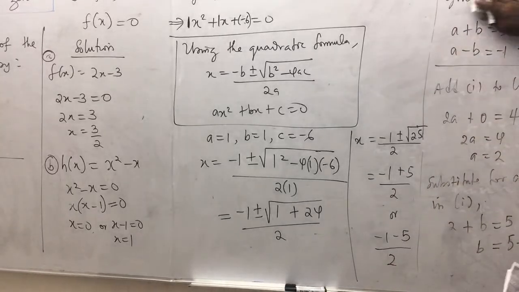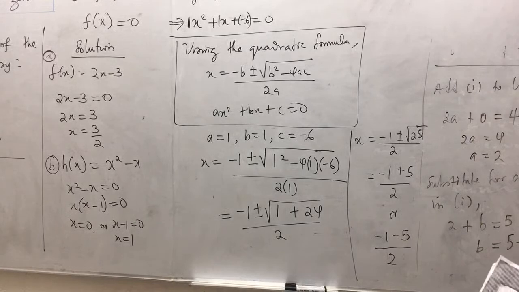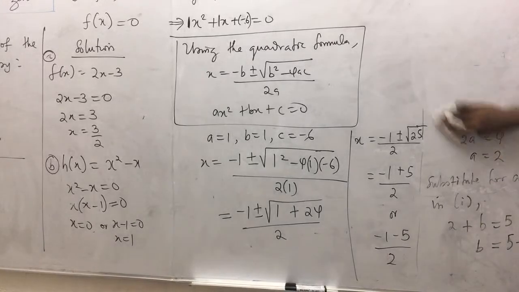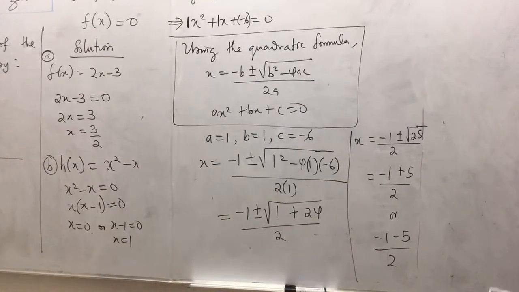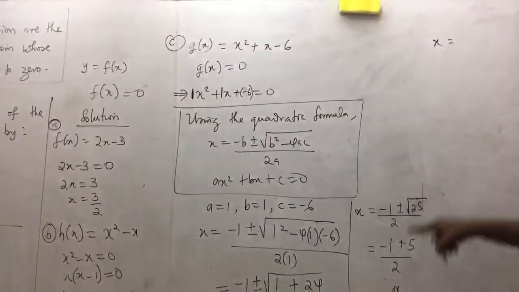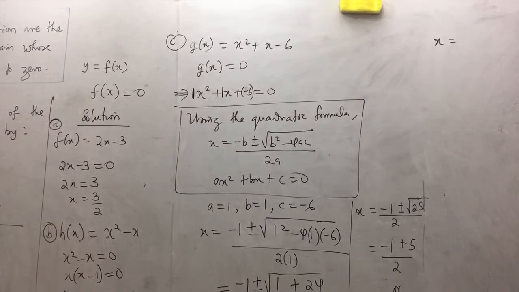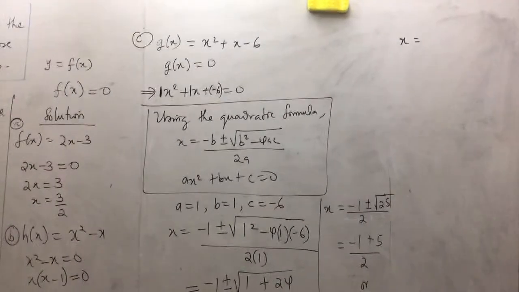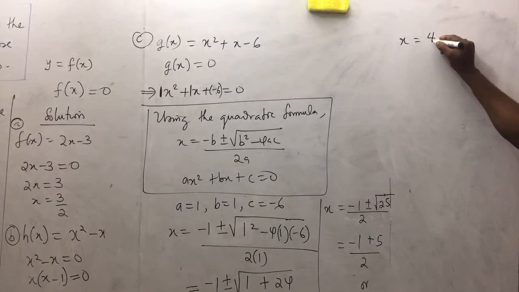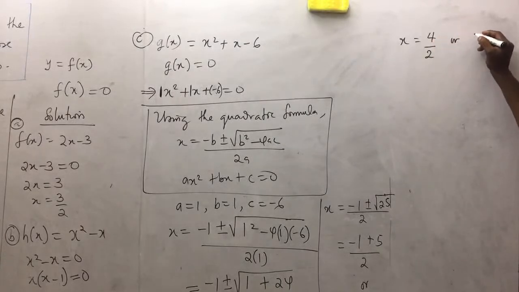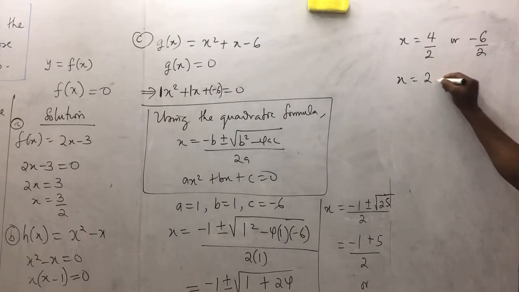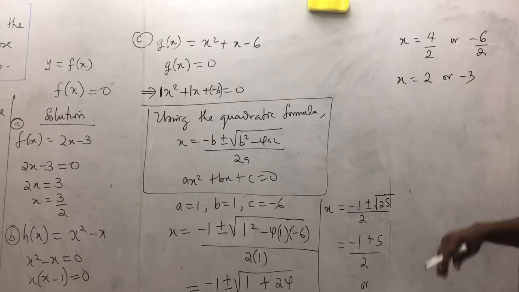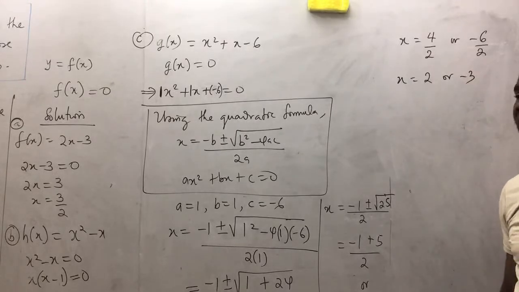Okay? And if you go further to finalize the problem, what then will be the zeros of the function? Simplifying, minus 1 plus 5 will give you 4, so you end up having 4 over 2, or minus 1 minus 5 will give you minus 6, so you have minus 6 over 2. So this will end up being 2 or minus 3. So those are the zeros of that function.